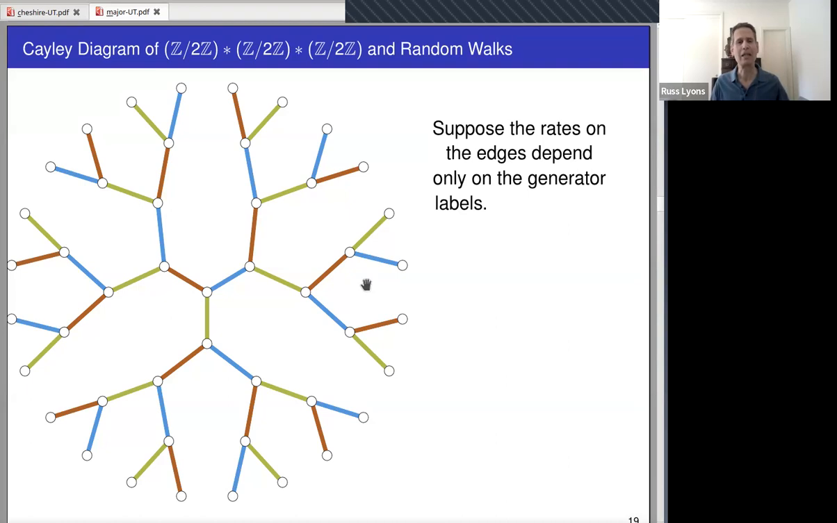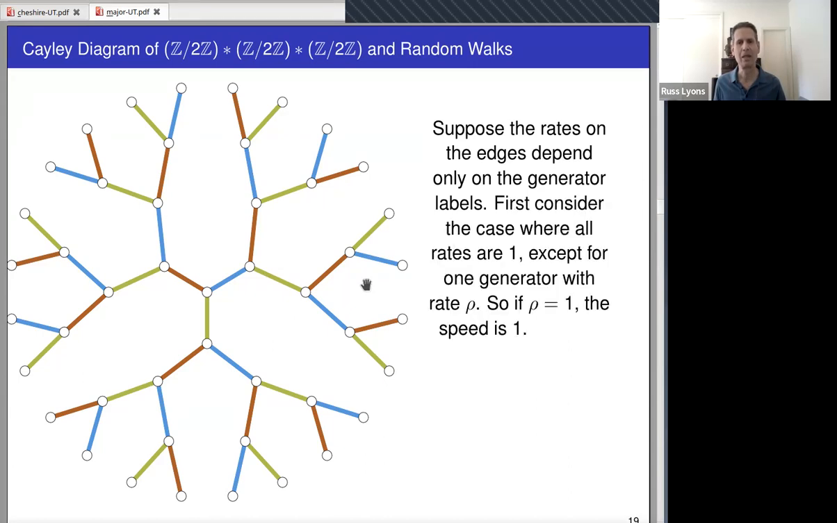Okay. So now let's go back to the case we're interested in, and suppose the rates depend only on the generators. We want to see what happens. So let's suppose the case 2 of the generators have rate 1, but one of them has rate rho. So if rho is 1, we just saw that the speed is 1. What if rho is 0? It's like those edges aren't there. What is the speed in that case?